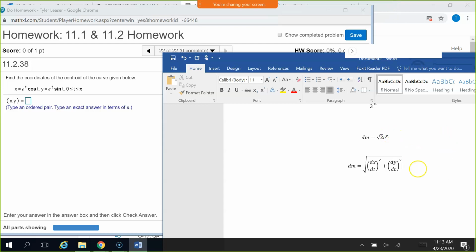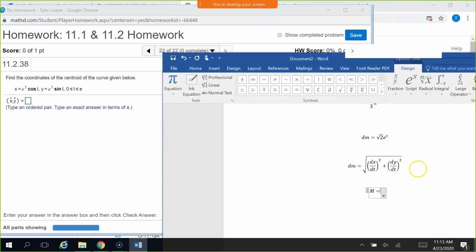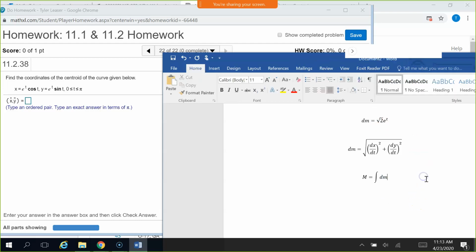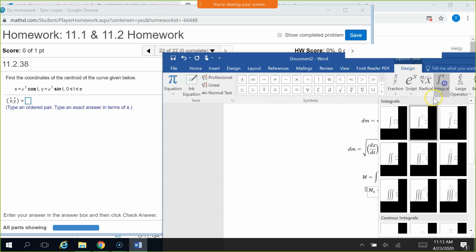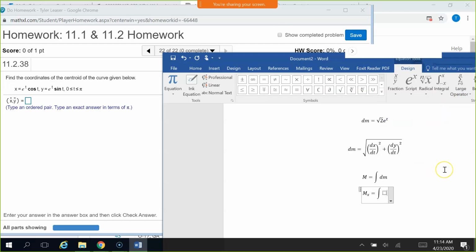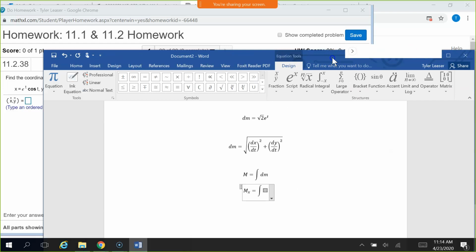All right, so once you have that, you have to do those 3 different integrals. You have your total mass integral, which is just the integral over that dm, so you're integrating square root of 2 e to the t. But then you have 2 other integrals. The moment sub x, that's the integral over y wiggle.